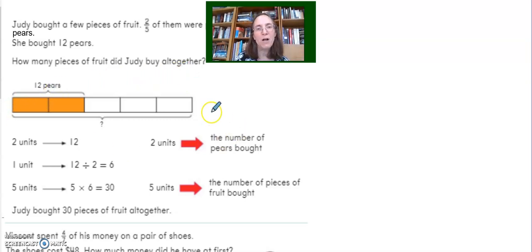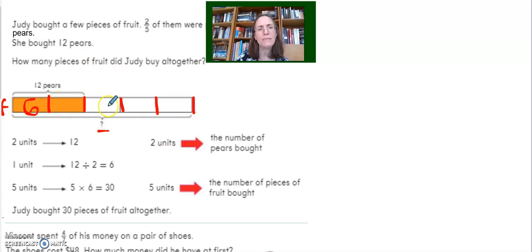So if we drew it all out, if this was all of Judy's fruit, I would probably label it myself. We don't know how much she has in all, there's the question mark, but we know that she divided it into fifths. 1, 2, 3, 4, 5. 5 fifths. 2 of them are pears, and that's 12 pears. So 12 divided by 2, this is where we're finding the unit fraction, the 1. What is 1/5 here? I think you've already figured out that would be 6. So 6 is 1/5.